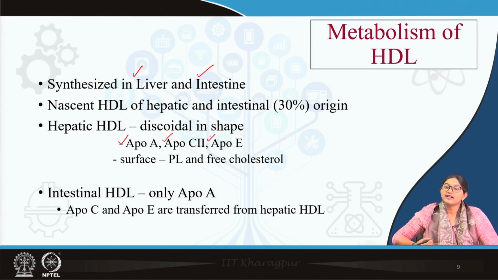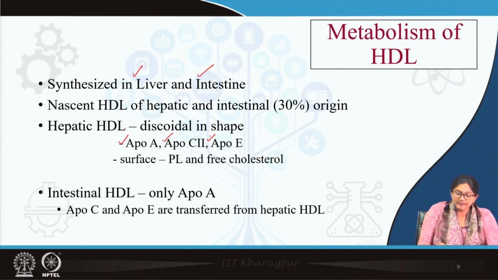discoidal in shape. Why discoidal in shape? Remember, this nascent HDL does not have triacylglycerol, which forms the lipoprotein core. The spherical core is formed by cholesterol esters, triacylglycerol, or hydrophobic lipids. Those are not present in HDL. So, nascent HDL is discoidal in shape, and the surface of this HDL is formed by amphipathic lipids like phospholipids and free cholesterol.